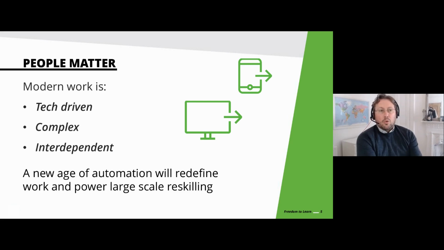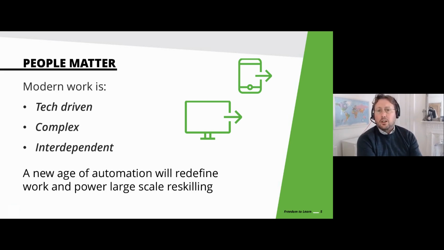So what we are seeing is that pretty much all work does involve technology. It's tech driven. The nature of our work and the job roles that we're being asked to occupy are increasingly complex in terms of the challenges and problems that we're trying to solve, the tools that we're being asked to use, the skills that we need to develop, and that we need to interact with each other and collaborate in much deeper ways. It's much more interdependent.